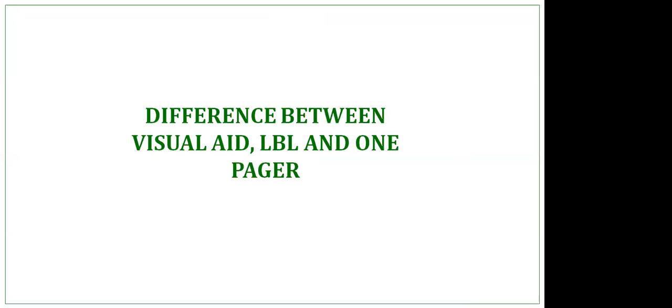The first and most important difference between visual aid, LBL and one pager is that a visual aid is generally made by a company for you only once a year, right? So a visual aid does not change again and again. You make it once and you use it throughout the year. That is one of the primary differences between visual aid, LBL and one pager, right?